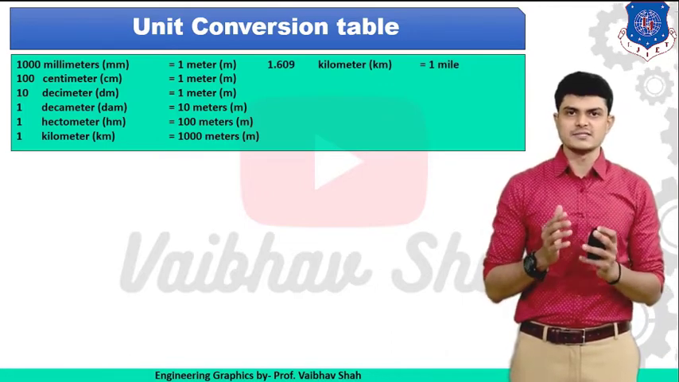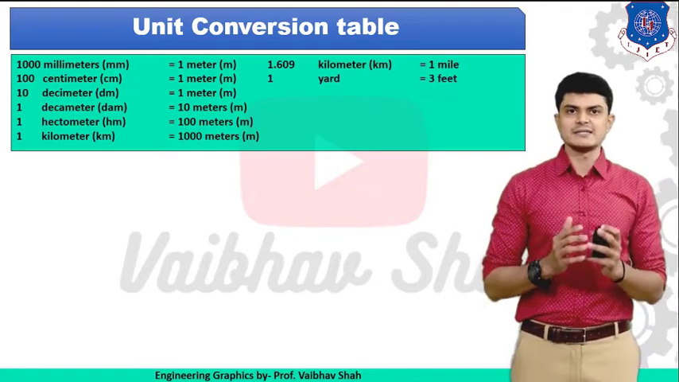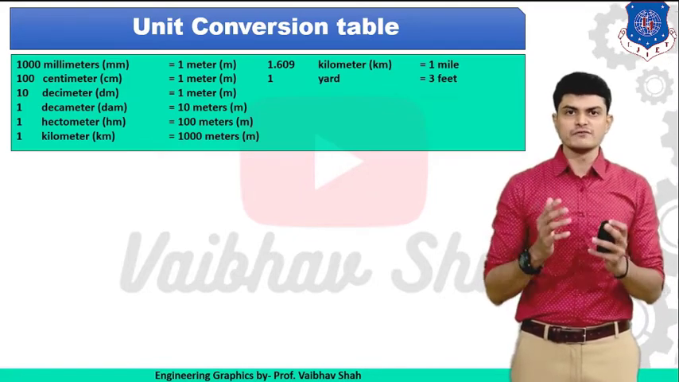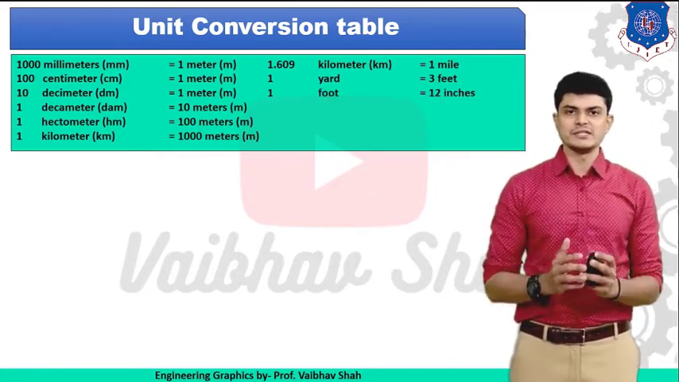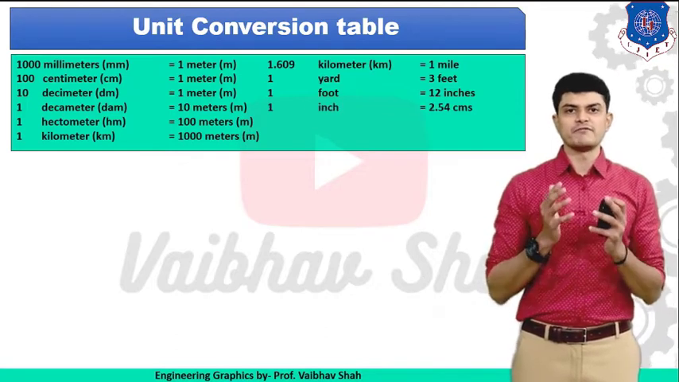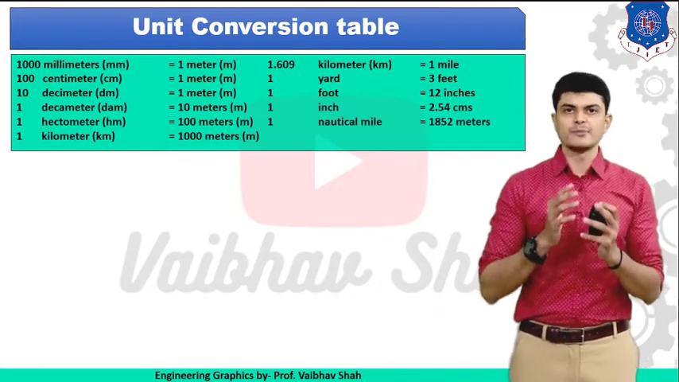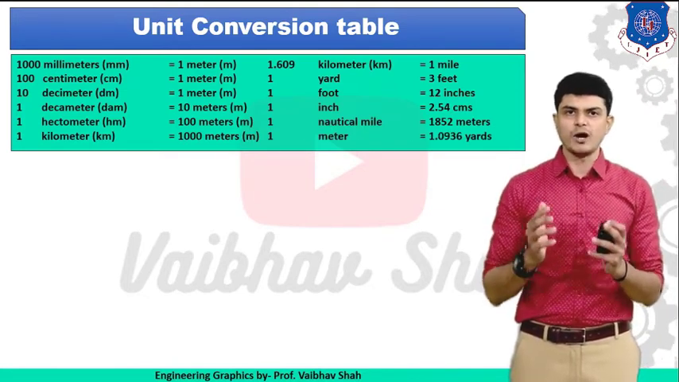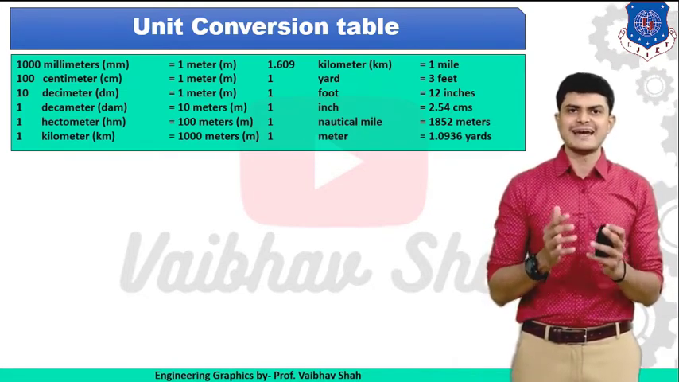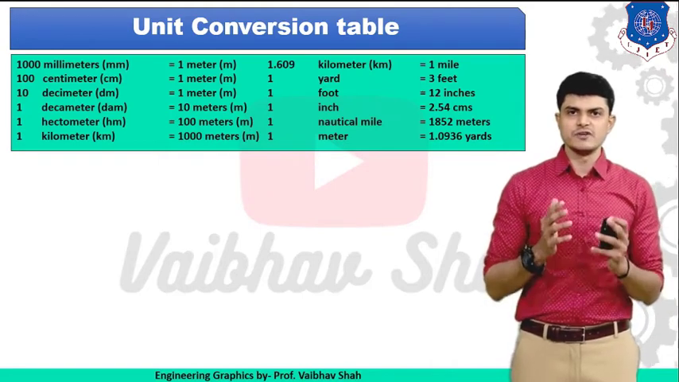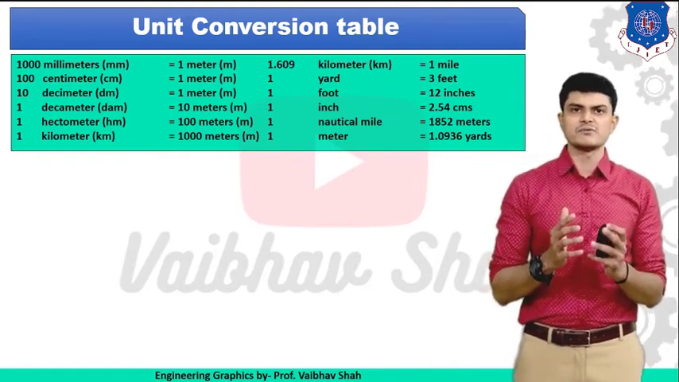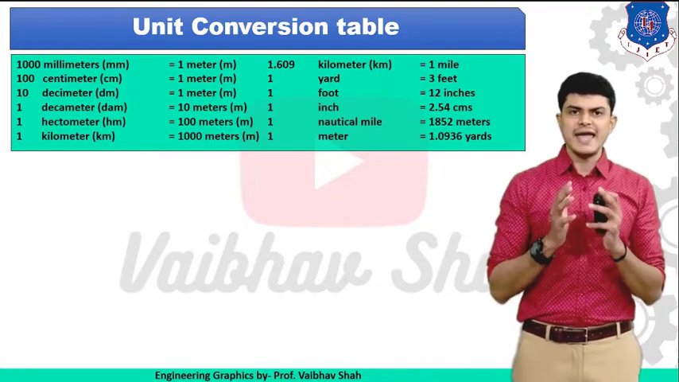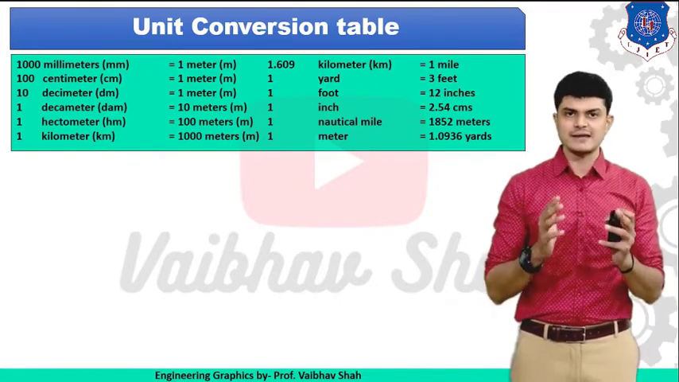1.609 kilometers is equal to 1 mile, 1 yard is equal to 3 feet, 1 foot is equal to 12 inches, 1 inch is equal to 2.54 centimeters, 1 nautical mile is equal to 1852 meters, and finally 1 meter is equal to 1.0936 yards. We must remember each of the values to easily solve any of the examples based on your diagonal scale.